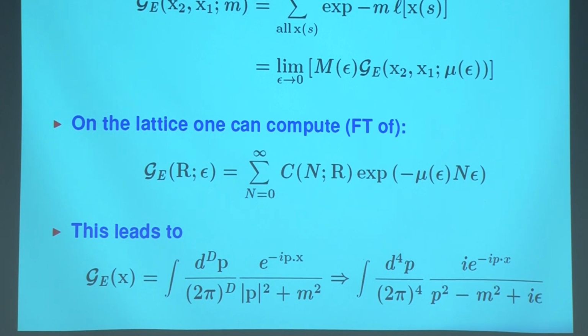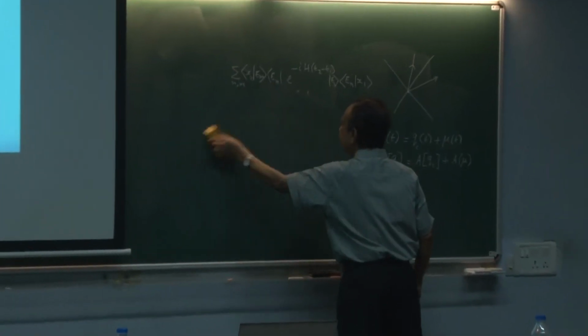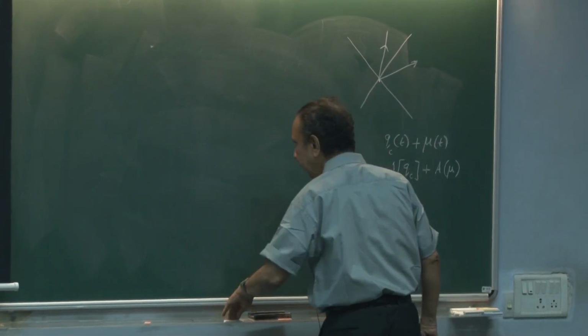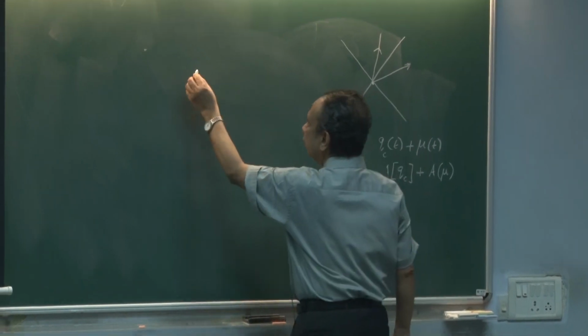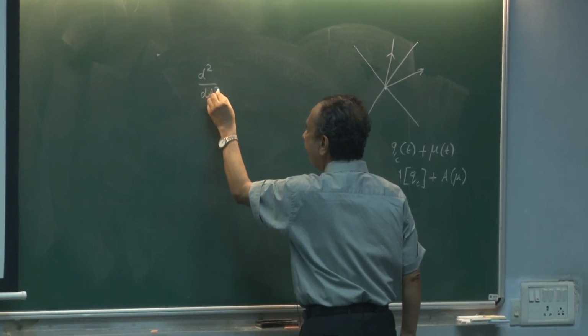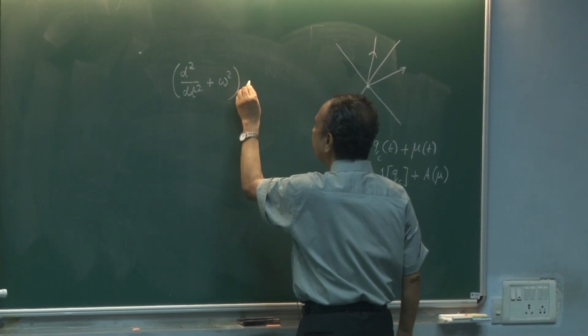So, let me spend a moment to explain this to you, because this may be new to many of you, but actually it is a very simple concept. So, in order to illustrate that concept, let me take a harmonic oscillator, the ordinary harmonic oscillator. So, the harmonic oscillator is d square by dt square plus omega square, and I want to write down its Green's function.